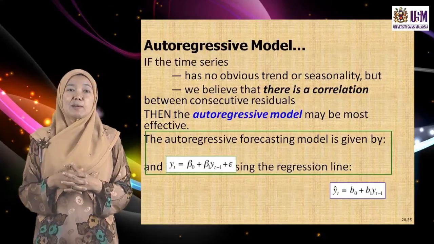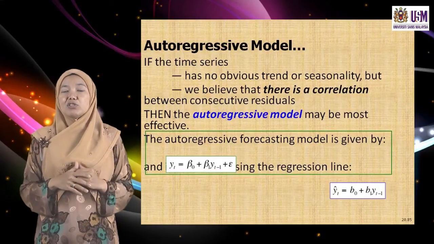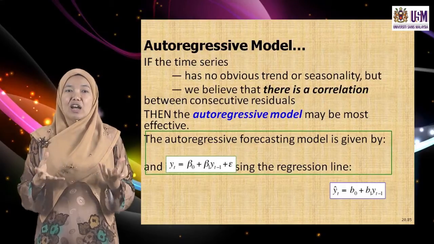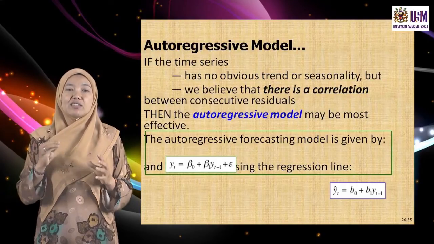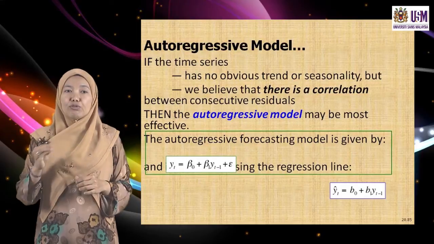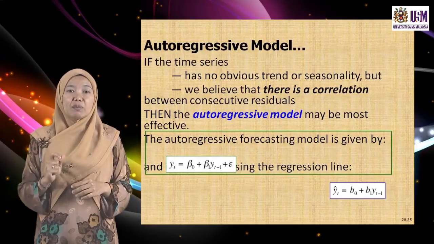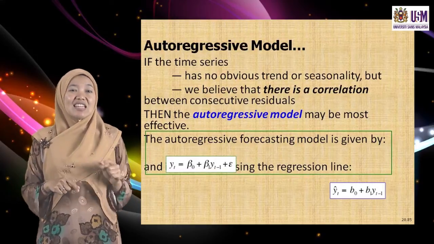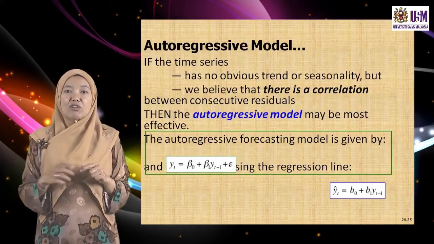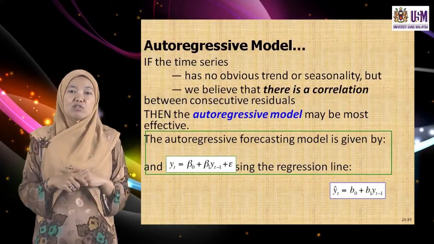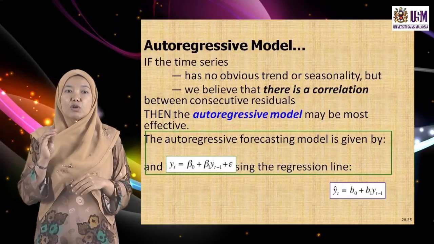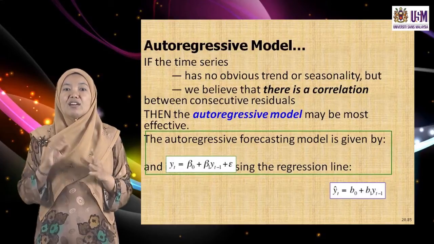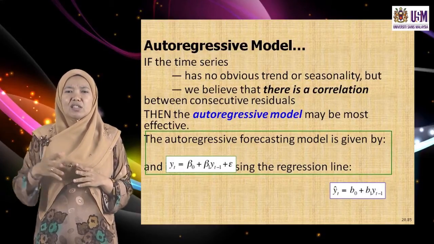So under this autoregressive model, when do you need to use it? Basically you refer to this model to do forecasting if your time series has no obvious trend or seasonality. So you do not see that up and down increase over the years, within the seasons, within the quarter. But if you believe that there is a correlation between consecutive residuals, this is something that you need to study.